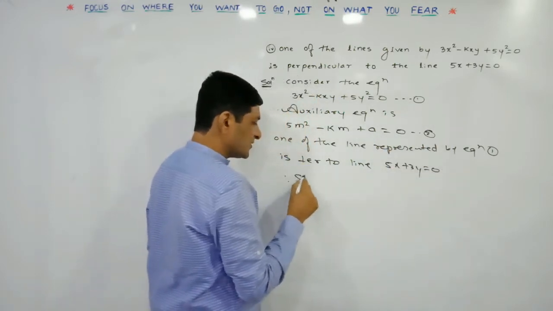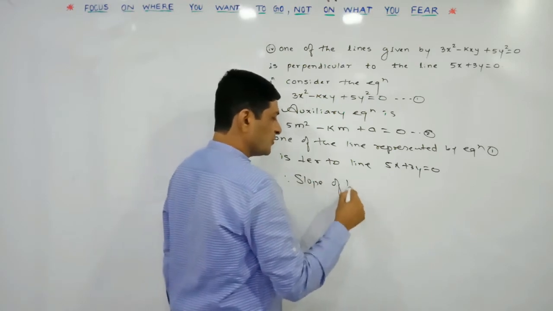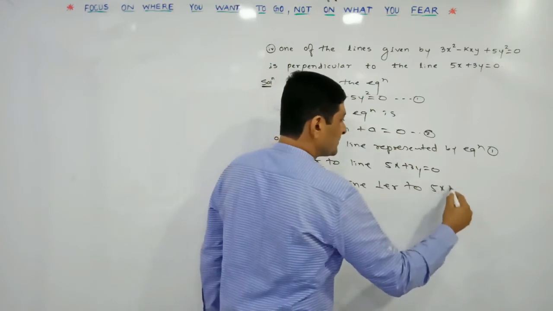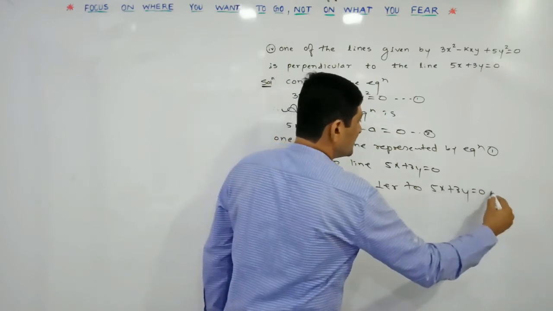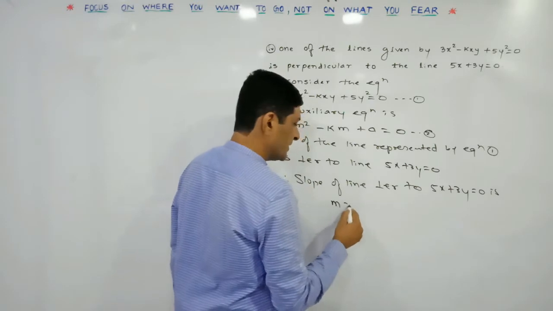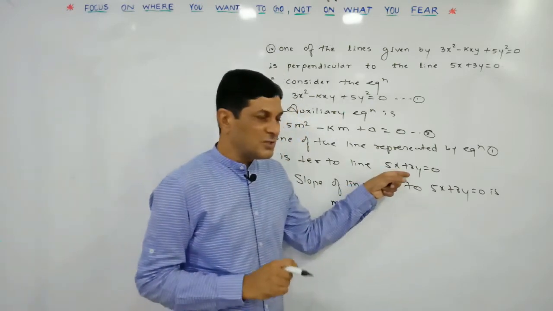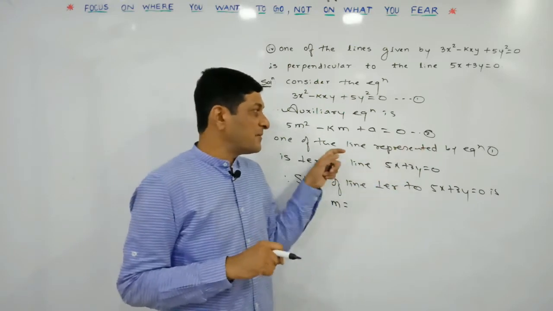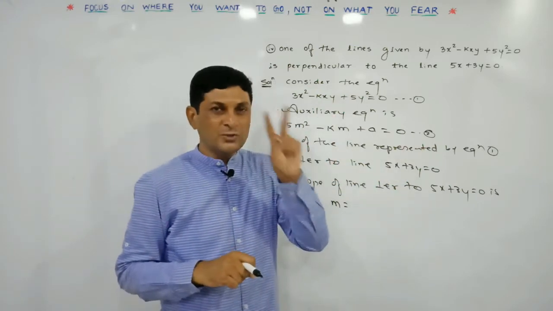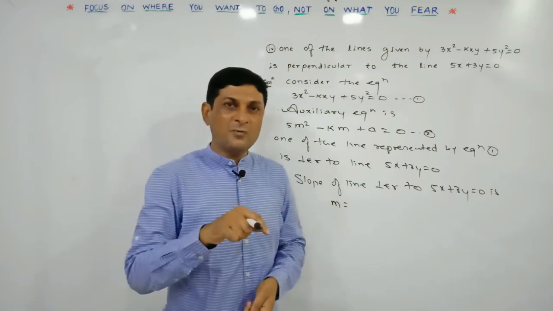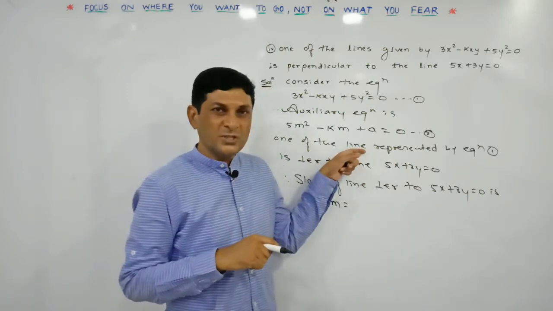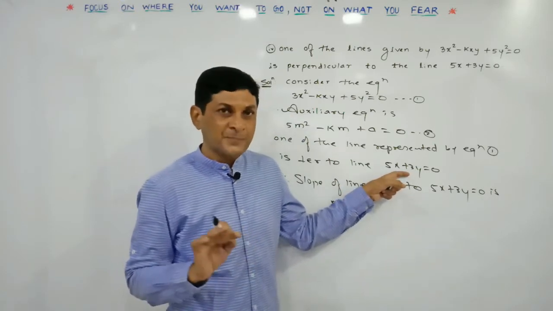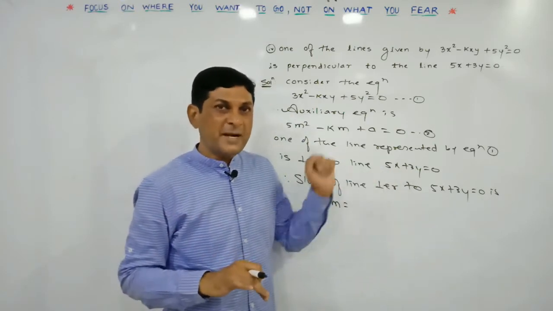So therefore slope of line perpendicular to 5x plus 3y is equal to 0 is m is equal to... Now this 5x plus 3y is one of the lines which is perpendicular to the line represented by the homogeneous equation. We know that a homogeneous equation represents two lines, and one of the lines represented by this homogeneous equation is perpendicular to this line. So our required line is perpendicular to this line.